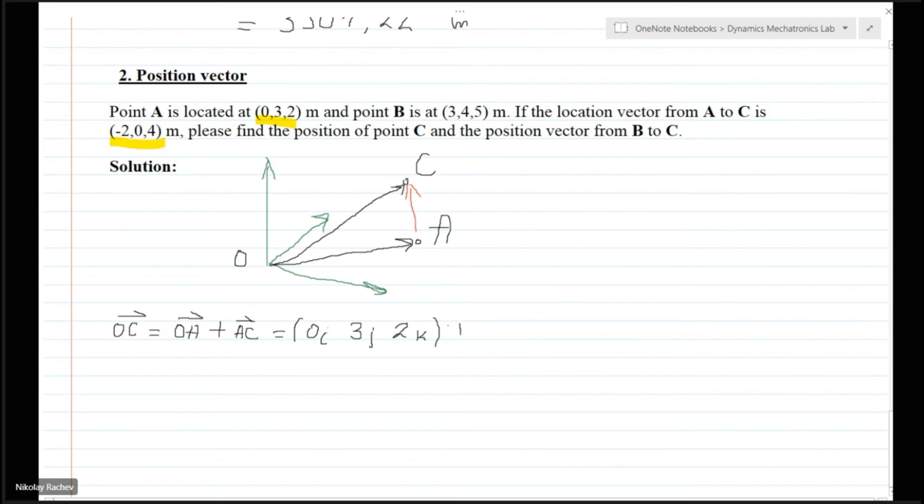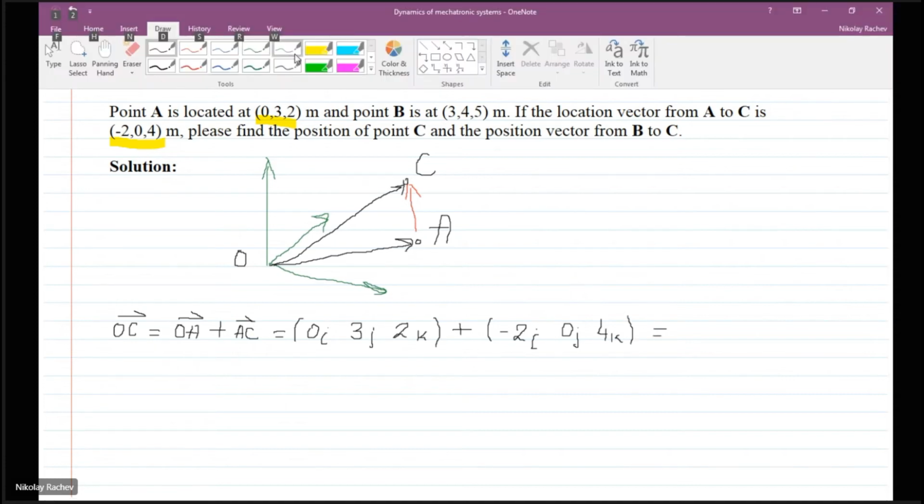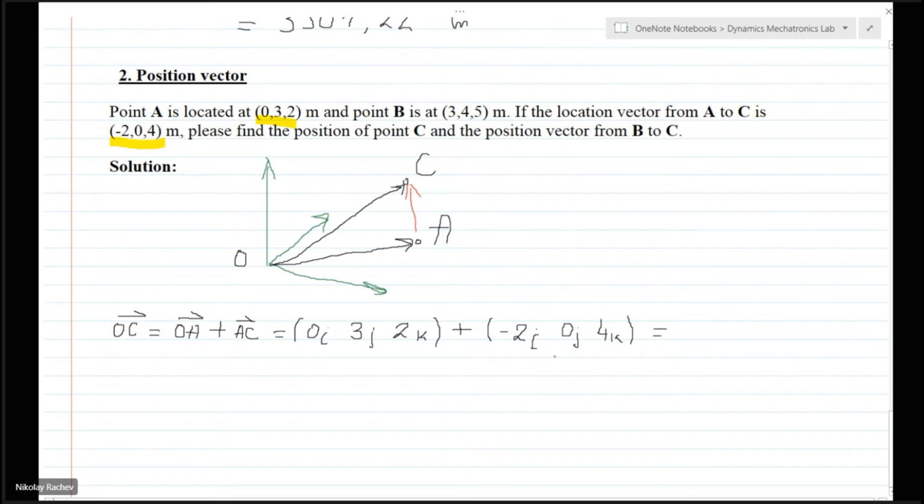Plus, by the way, there is a minus as you mentioned, and you told me the correct results. -2, I'm sorry, 0j, 4k. Let me say something. In future, I will omit those and I won't be writing them.